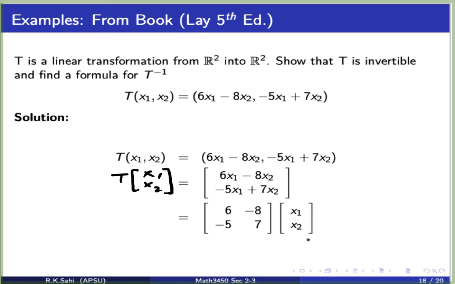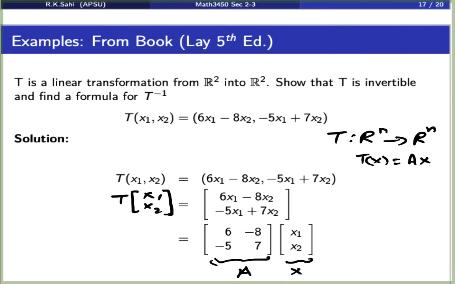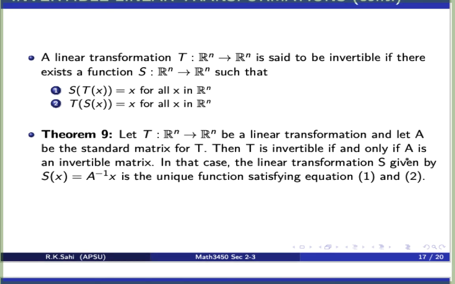Now, if you recall, you can write this as a matrix times another matrix. So this is the standard matrix A, and this is X. Remember, if T is a linear transformation from Rn to Rn, that means Tx can be written as Ax, and this A is what is given over here. Now we want to prove that T is invertible. We just looked at the theorem saying that T is invertible if and only if A is invertible. So if I want to prove T is invertible, just look at the standard matrix, prove that it is invertible, and then find out what T inverse looks like.